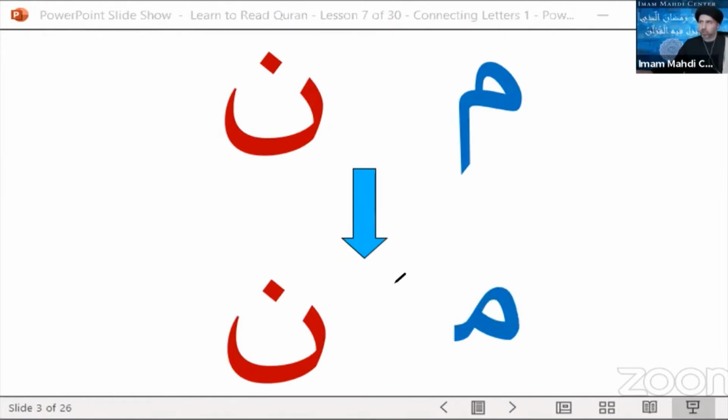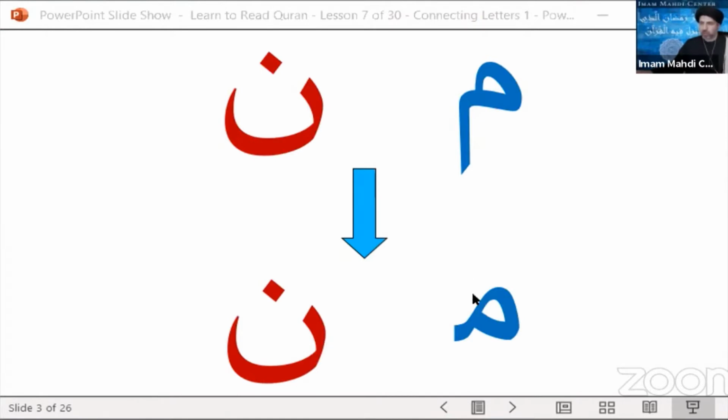Why didn't the noon change? The noon did not change because the letter that is at the end of a word stays in its uppercase form, except for the ayn and the ghain, which change a little bit, and the ha, which also has a specific form at the end of the word. Other than those, all other letters will keep their uppercase form when they are the last letter of a word. So that is why the noon is the last letter of this word, so it will stay the same.